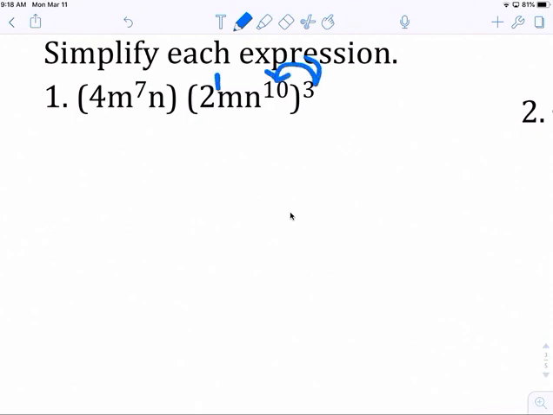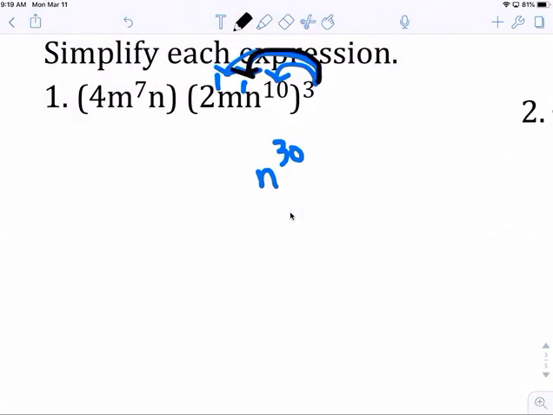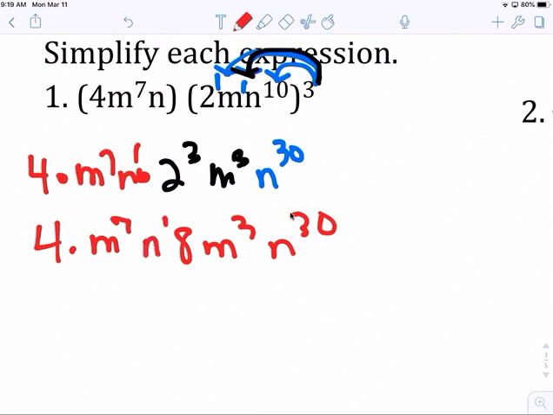Distribute first to the middle one too. That's 30n. And then if you distribute this to the 1 right there, so it's m to the 3rd, and then 2 to the 3rd, which is 8, m to the 3rd, n to the 30th, and times that to 4 times m to the 7th and n to the first.